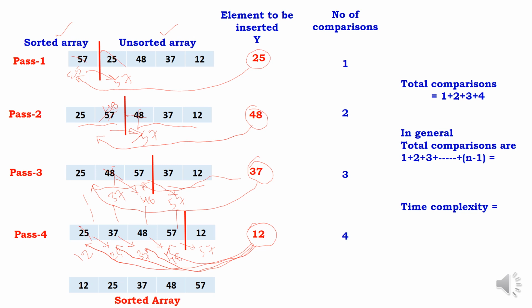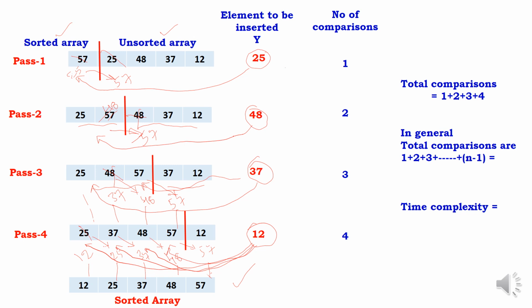25. So the sorted array now contains 12 in the first position, 25 in the second position, 37 in the third position, 48 in the fourth position, 57 in the fifth position. The sorted array now contains 12, 25, 37, 48, 57. After 4 passes, the array was rearranged as a sorted array.